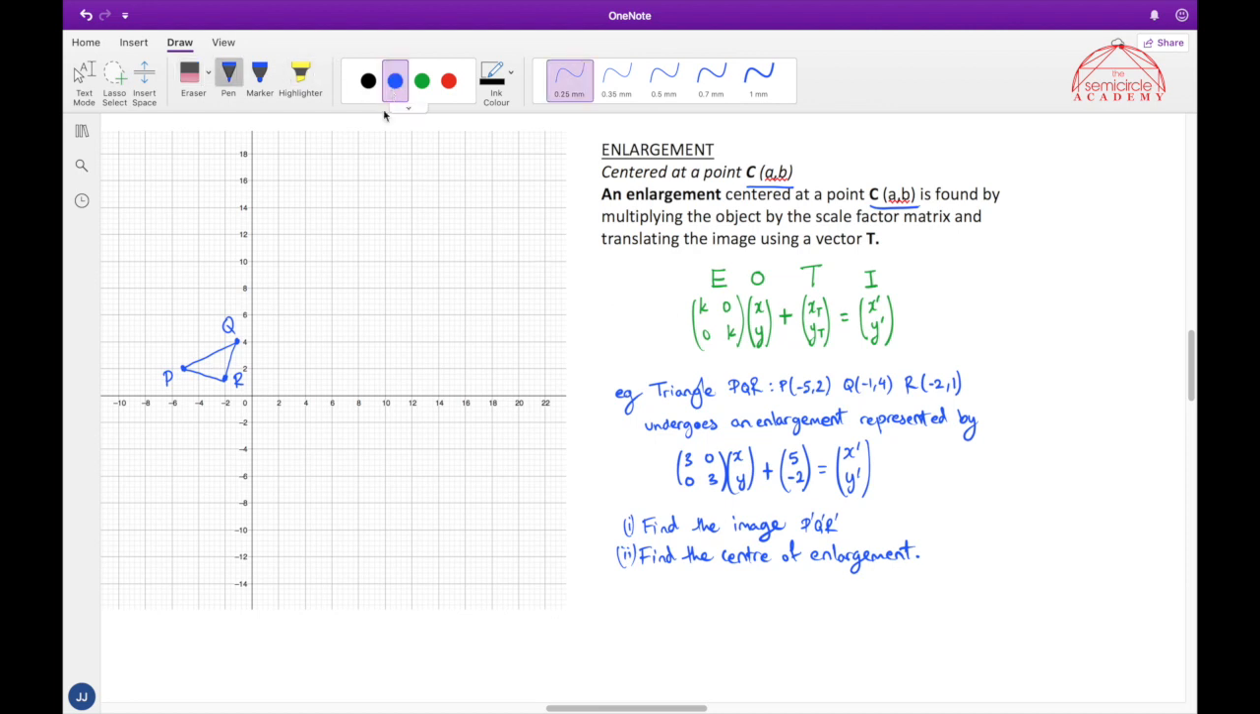Now let's take a look at a simple example here. In this example here we have P, Q, and R, a triangle, as we could see in our little sketch.